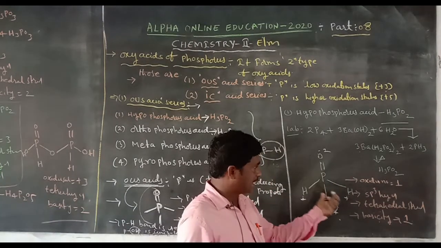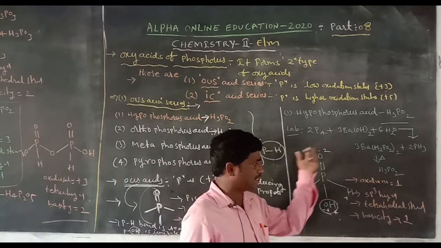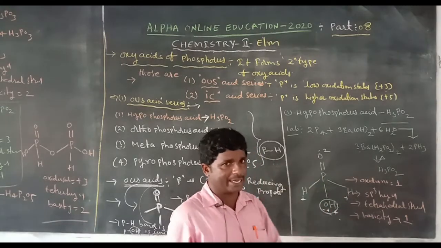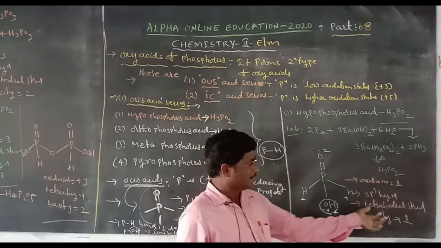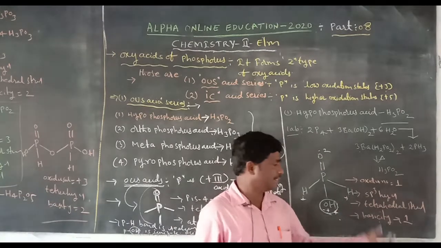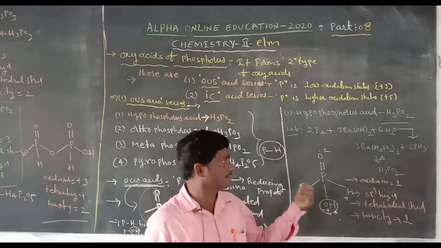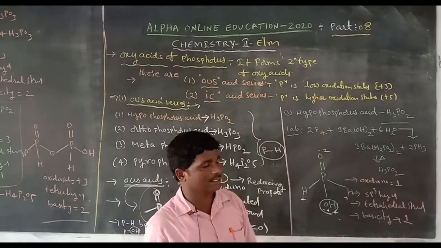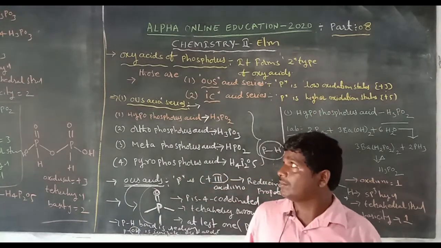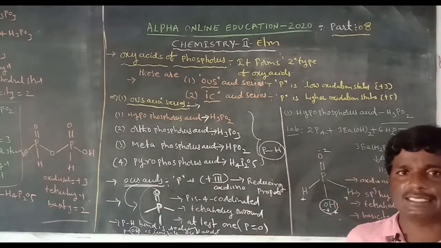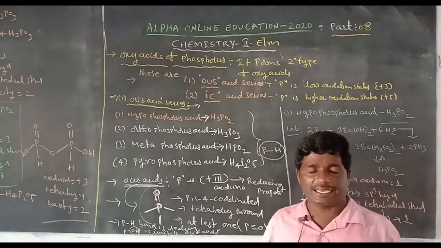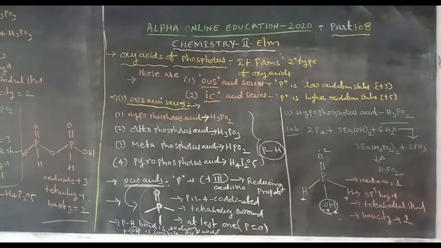The phosphorus central atom undergoes sp3 hybridization to form 4 sp3 hybrid orbitals and has a tetrahedral structure. That is, the structure of hypophosphorus acid is tetrahedral in nature. That is hypophosphorus acid. Next, the second one is orthophosphorus acid, general formula H3PO3.